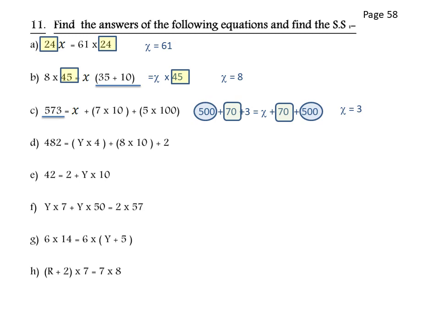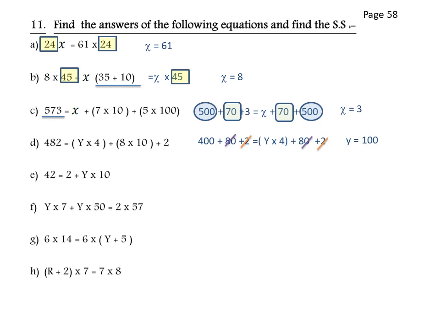Number D: 482 equals y times 4 plus 8 times 10 plus 2. Once again I have the expanded form, because 2 is the units and 8 times 10 is 80, the tens. I can write it as 400 plus 80 plus 2 equals y times 4 plus 80 plus 2. I have common 2 and 2, 80 and 80, so 400 equals y times 4. Just by looking, y is in the hundreds place, so y equals 100, because 4 times 100 equals 400.